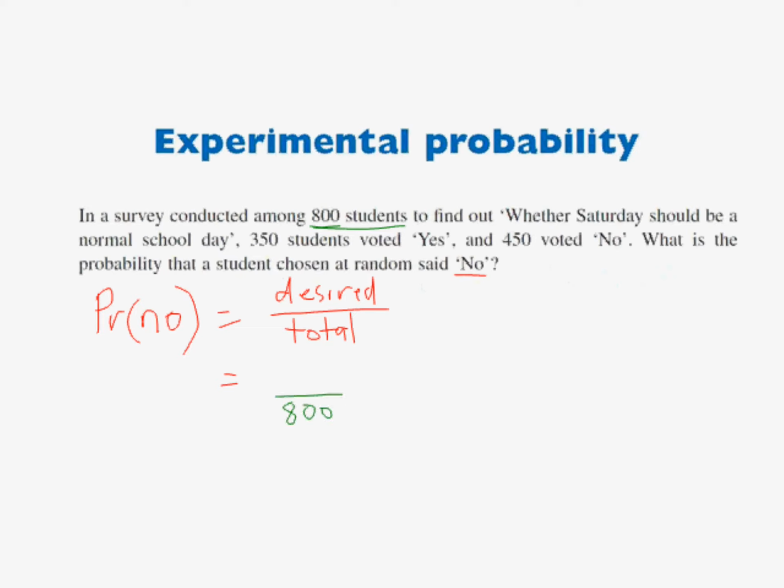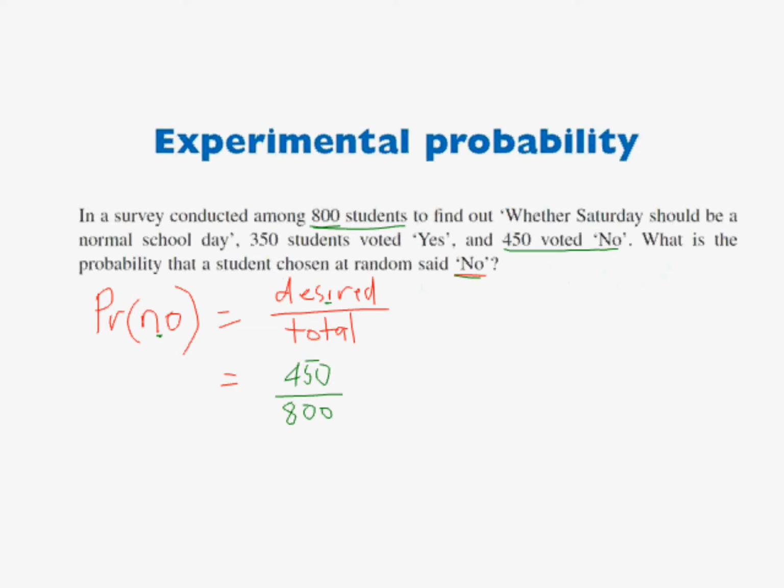Excellent. Now the desired outcomes. The desired outcomes link to our event. So in this case we're after no. If we look up here, the second part says that 450 students voted no. So we're going to end up having 450 over 800.